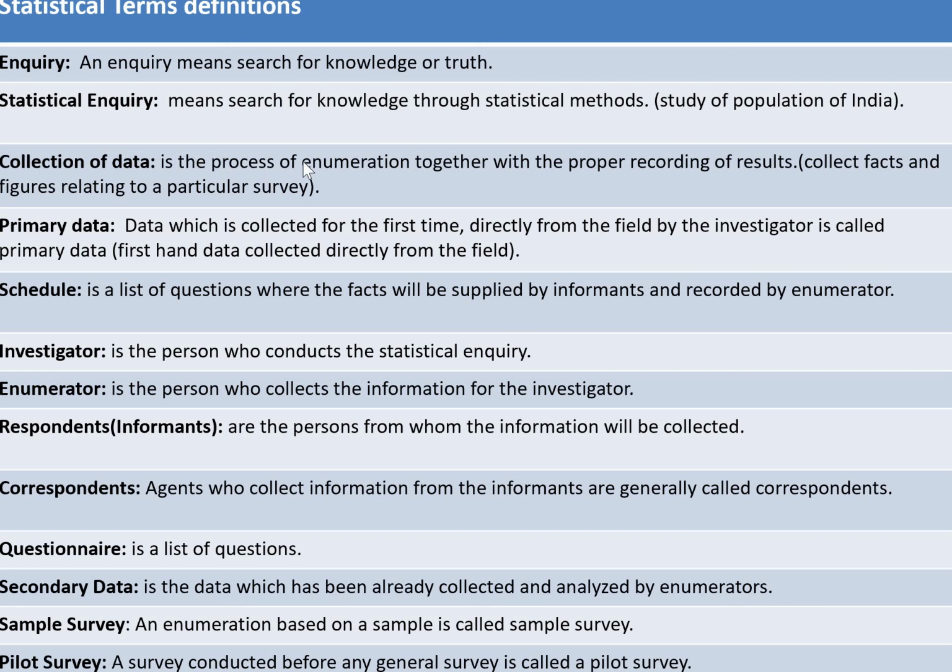Collection of data. What do you mean by that? It's a process in which you collect the facts and figures relating to a particular survey, and the survey decides what data you have to collect. What is primary data? Primary data is first-hand data collected directly from the field. What is secondary data? It is data which is already collected and analyzed by the enumerators. So we will go ahead.